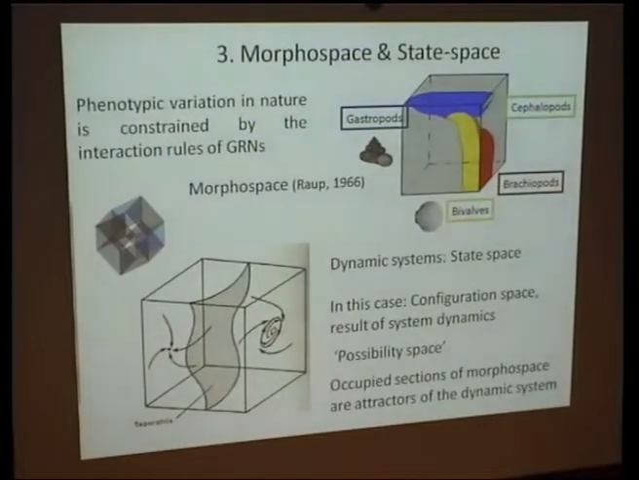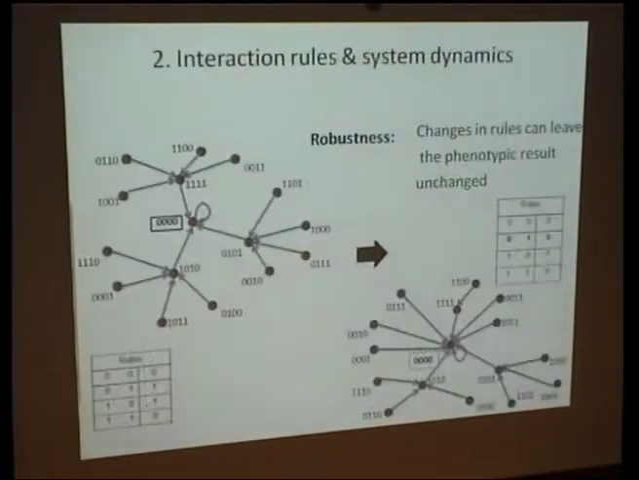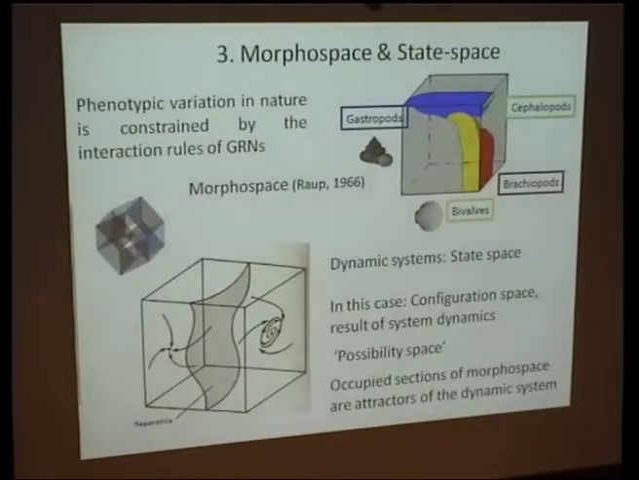Then, well, phenotypic variation in nature is constrained by the interaction rules of these gene regulatory networks. And this takes us to the idea of morphospace. Because basically Raup, in 1966, in his very well-known model of the shells of mollusks and brachiopods, had a set of parameters that he combined to create a plethora of different kinds of shells. And this morphospace is all the possible shells, and only the colored zones are the ones that exist.